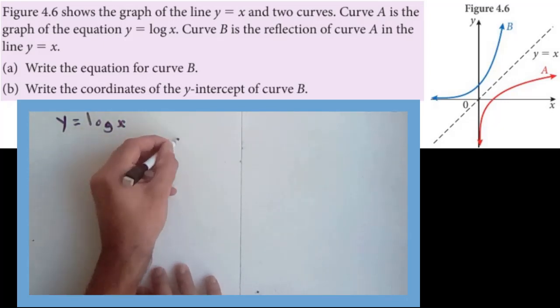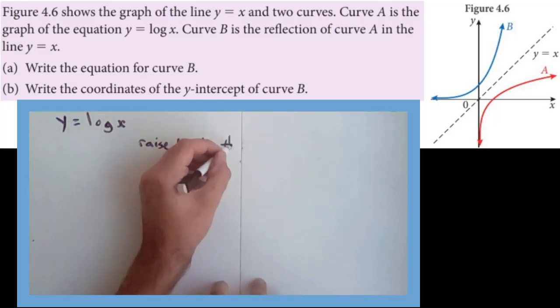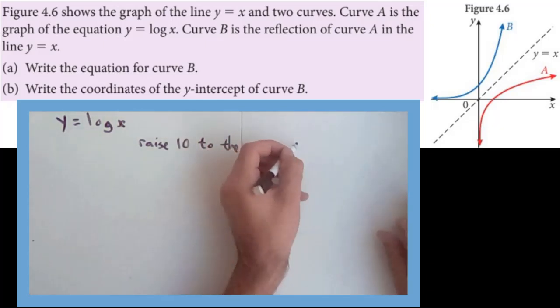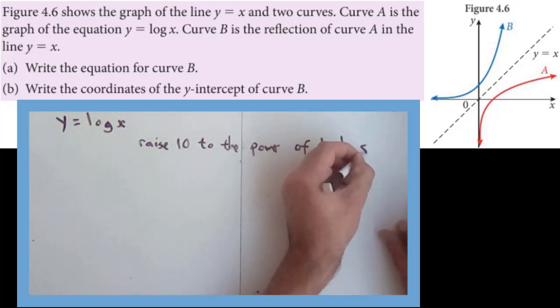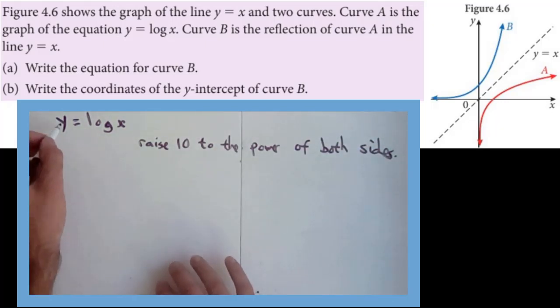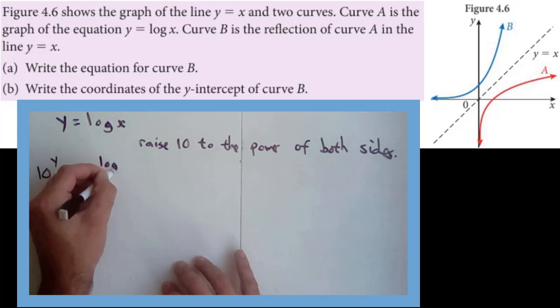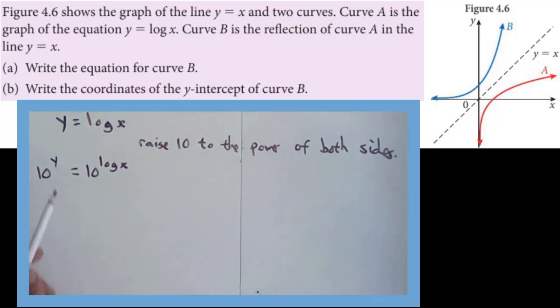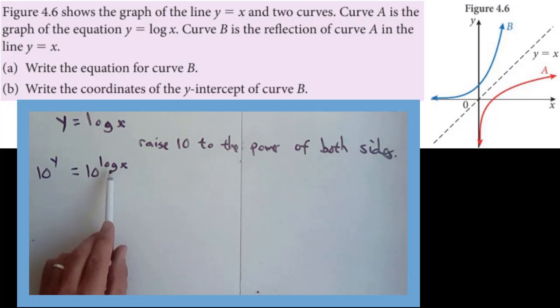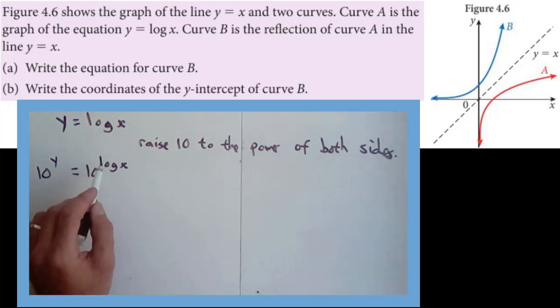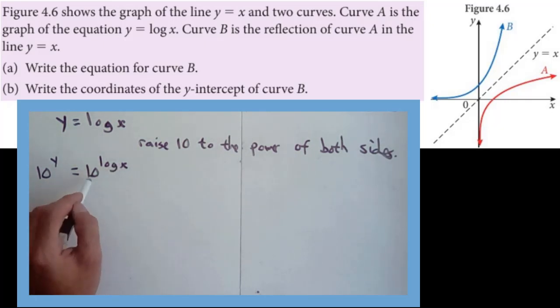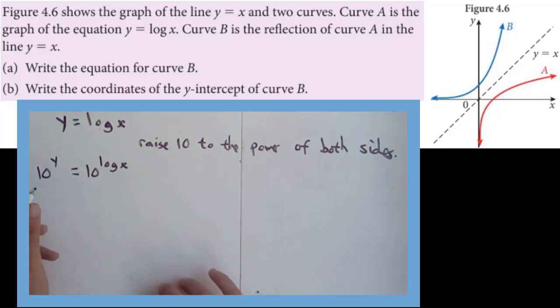So we raise 10 to the power of both sides. So that would be 10 to the power y equals 10 to the power log x. Think what that means in terms of logs. You're raising 10 to the power of, and log x means the power you need to raise 10 to in order to get x. So if I raise 10 to the power I need to raise 10 to get x, I get x. So 10 to the y equals x.